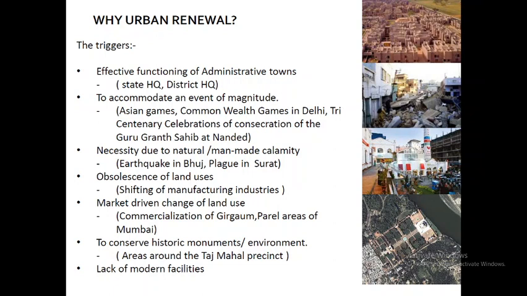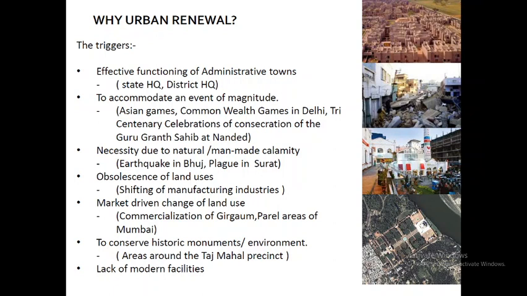The first is effective functioning of administrative towns, state headquarters and district headquarters, etc. If they have to function in the most uplifted manner, they have to urban renew the place. In order to accommodate an event of large magnitude, like for example SAF Games, Asian Games, Olympics or an IPL, that area has to be urban renewed to fulfill the conditions of the urban area, at the same time bringing the town eligible for that event. Suddenly, if there is a man-made or a natural calamity, such as the earthquake in Bhuj or plague in Surat, or a bomb blast, or a nuclear disaster, etc., definitely that place has to be urban renewed without any two ways at all.